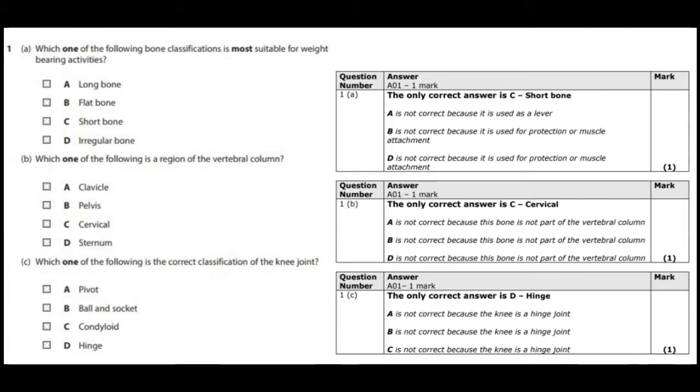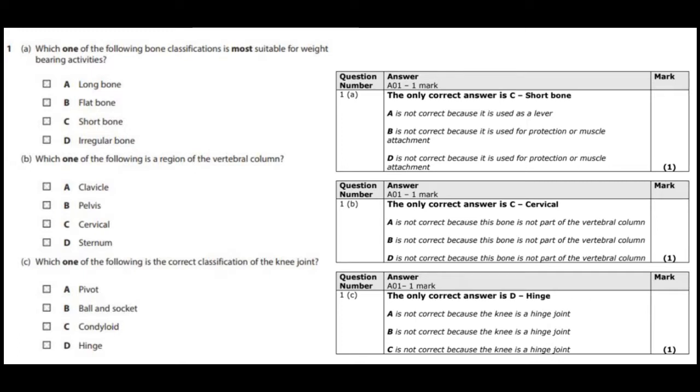So what it's getting at here is that the bone most suitable for weight-bearing activities, the bone which takes the brunt of the weight as you're standing up, are the carpals, which is basically the ankle bone. So we should know that that is a short bone, so the answer would be C, short bone.